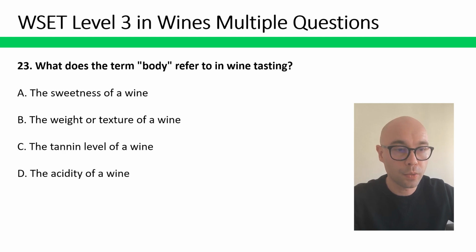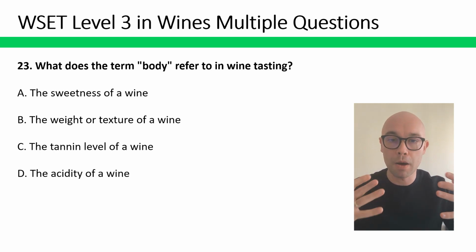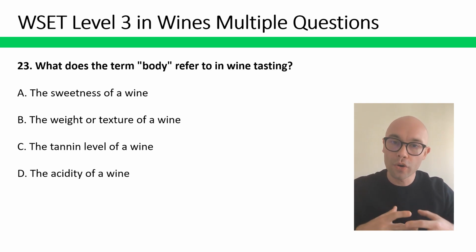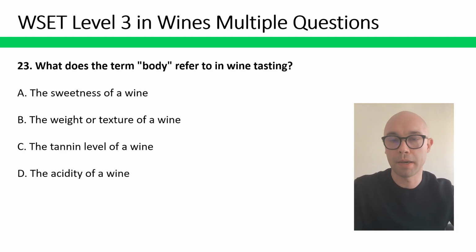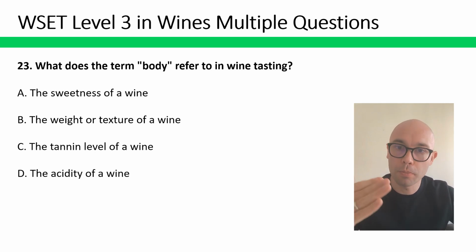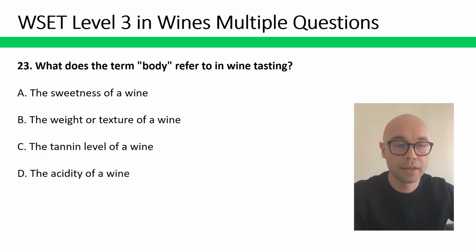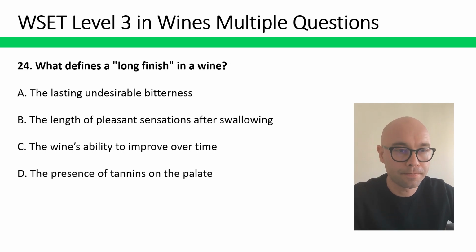What does the term body refer to in wine tasting? The sweetness of a wine, the weight or texture of the wine, the tannin level of the wine, the acidity of the wine. The correct answer is B, the weight or texture of the wine. It is the mouthful sensation that you get from a wine. Does the wine feel light or does it feel full body?